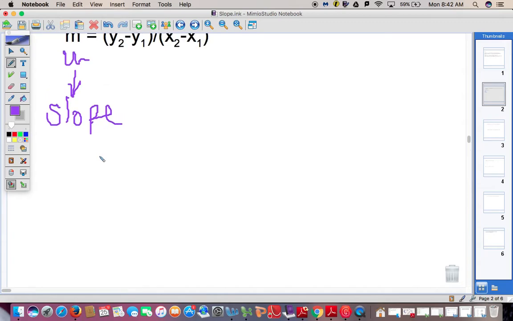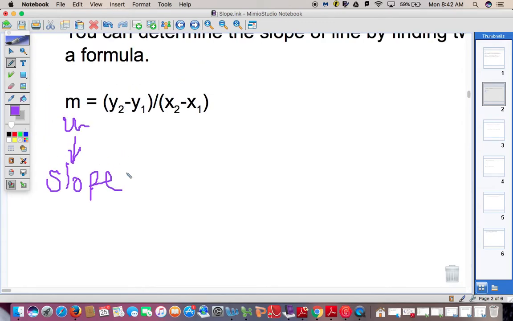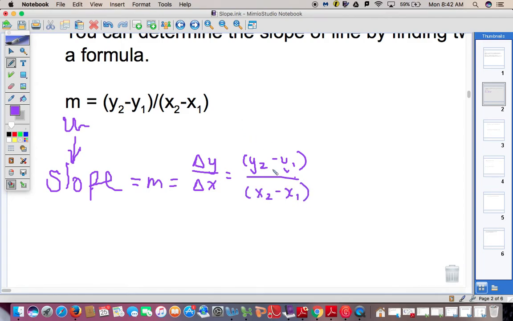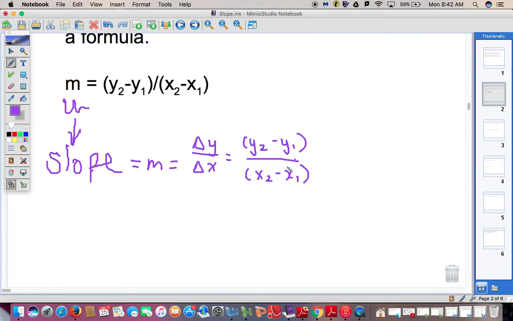Of course, I always have my own way of doing things. And so slope is equal to m, which is equal to your change in your y over your change in your x. And we prefer to look at division using fractions instead of division symbols. Okay, so again, this is just y2 minus y1 over x2 minus x1.